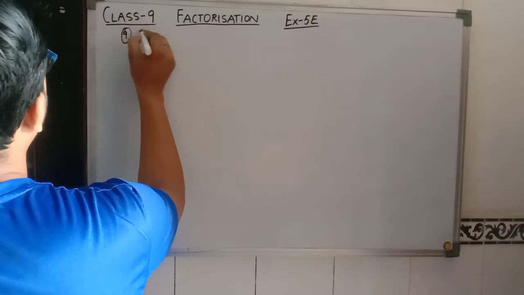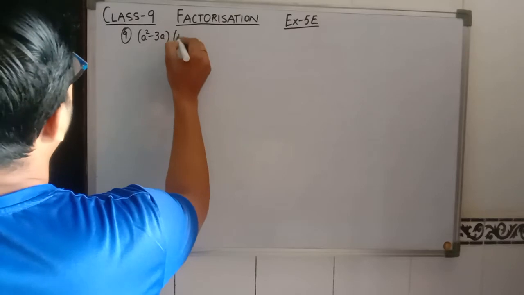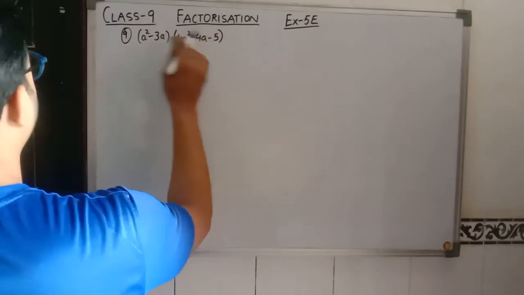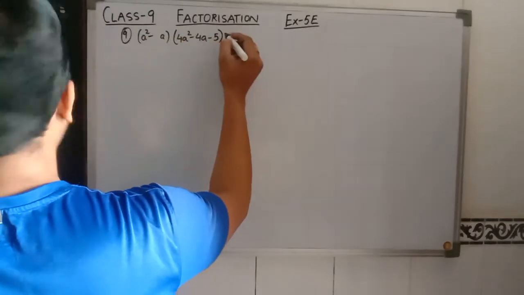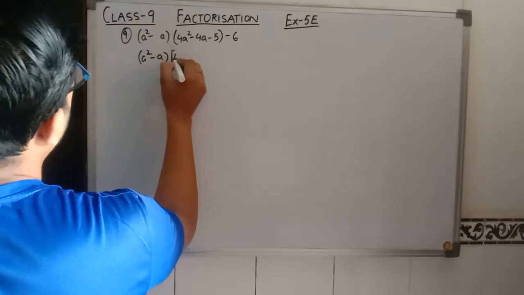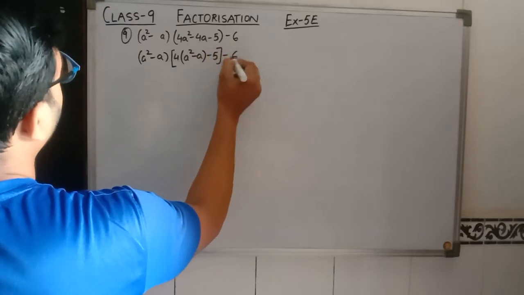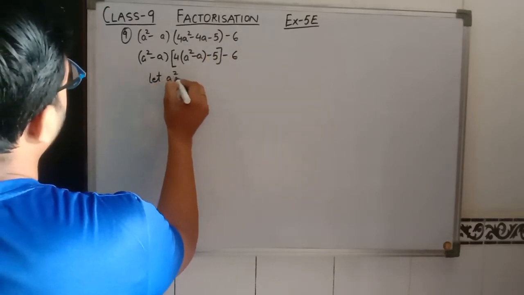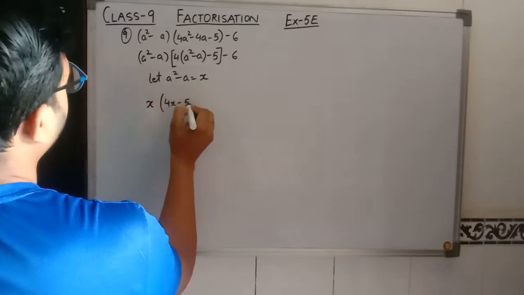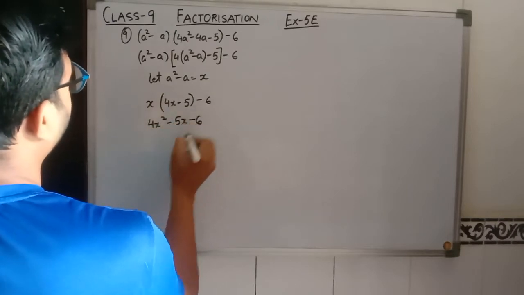In question number 9, it is saying a square minus 3a in the first bracket, 4a square minus 4a minus 5, a square minus a is written here, and minus 6. First of all, we observe that in this bracket 4 can be taken as common. So a square minus a, minus 5, minus 6. Now we consider a square minus a is equal to x. So the question will become x, 4x minus 5, and minus 6. Now multiply it. 4x square minus 5x minus 6.